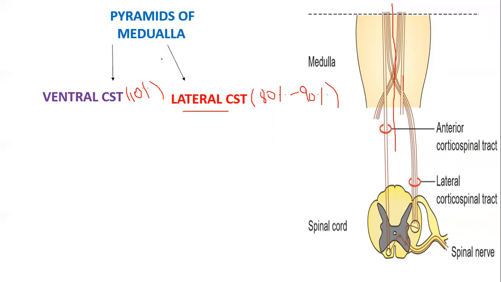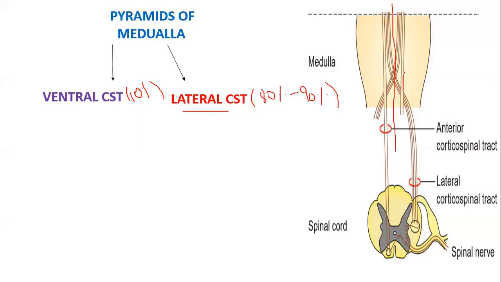Are you able to understand? After decussation, majority of the fibers, around 80 to 90%, cross to the opposite side. That is called the lateral corticospinal tract. The remaining fibers, around 10%, descend down on the same side. That is called the anterior or ventral corticospinal tract. So we will see what happens to the lateral corticospinal tract, and then what happens to the ventral corticospinal tract.